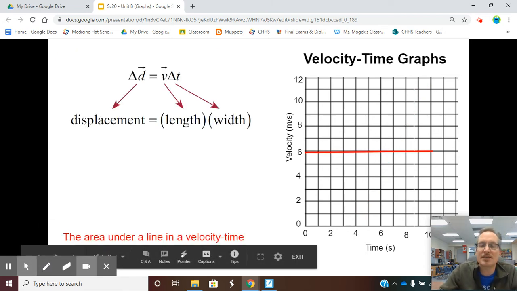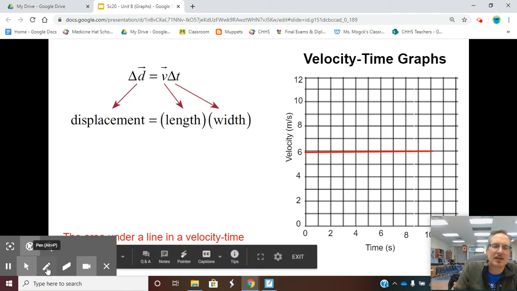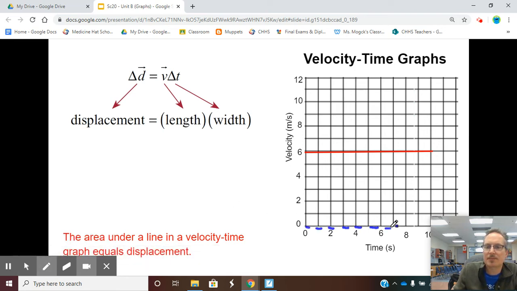Now, there's one last thing. In a position time graph, the slope was the velocity. In a velocity time graph, the slope was the acceleration. In a velocity time graph, the area underneath the line equals the displacement. So if I take a look here, here is my 0. So this is the area underneath this line. So all of this is the area.